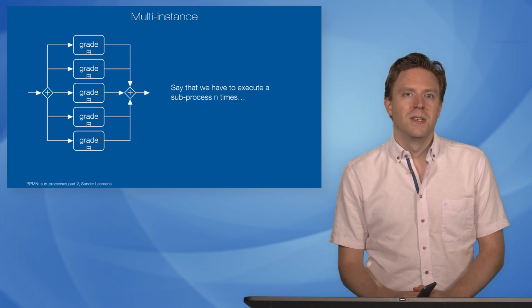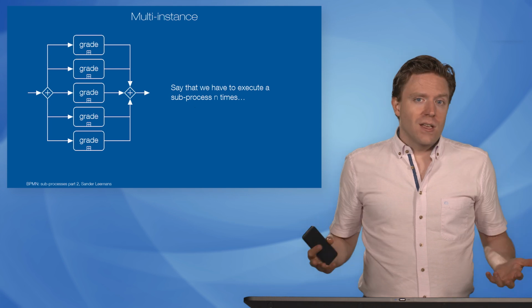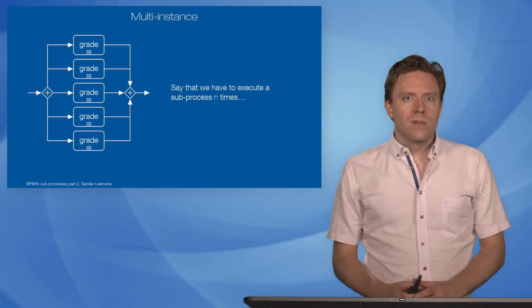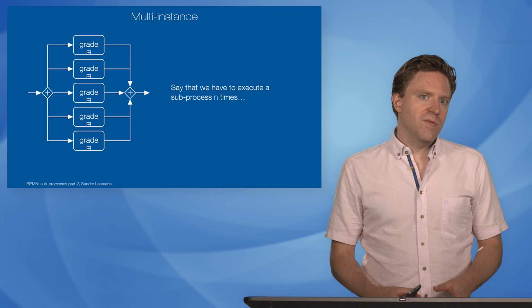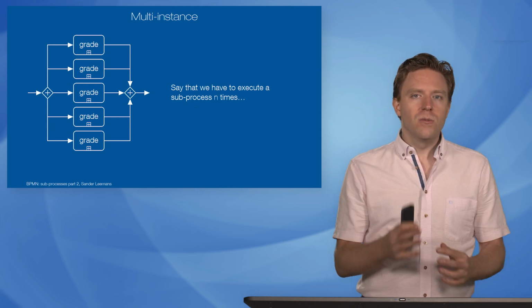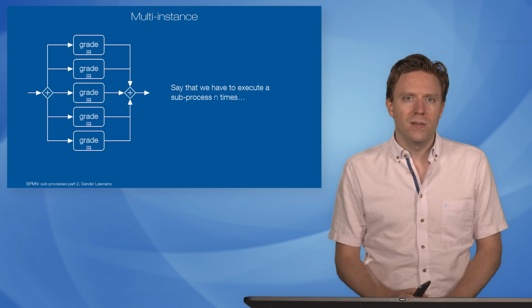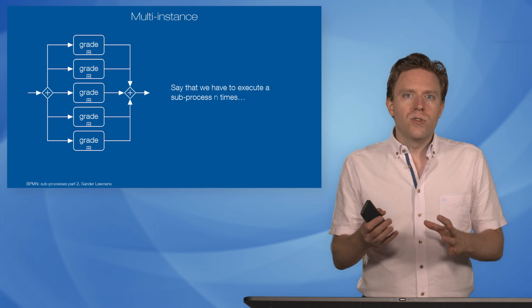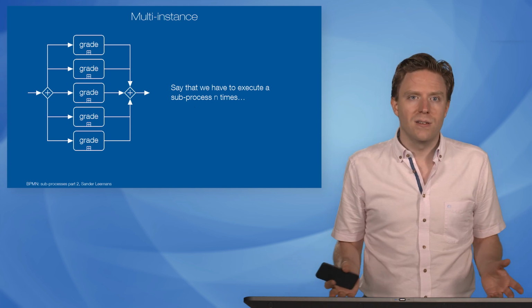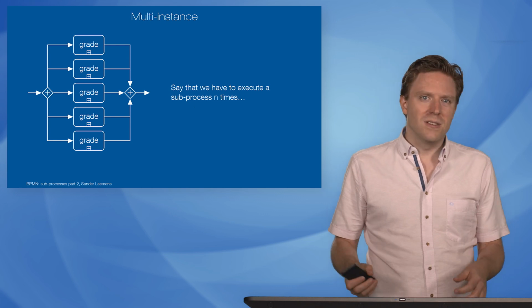It works, but elegant? No. Imagine that I have to do this n times. So let's say that it is not 5 but 200. Then am I going to put 200 of these grade tasks into my model? Well, probably not. And this number 200 is not fixed anyway. So, do I need an OR join?